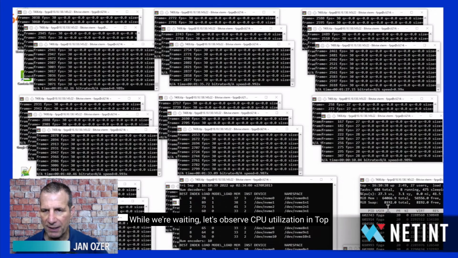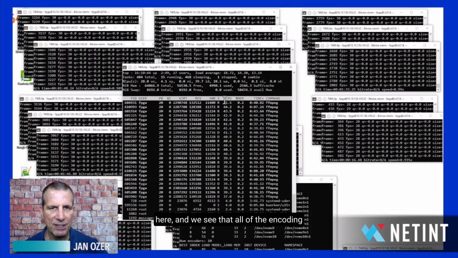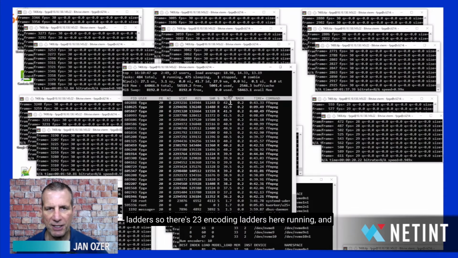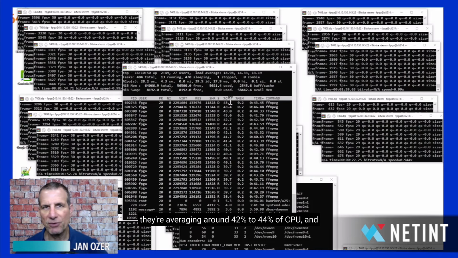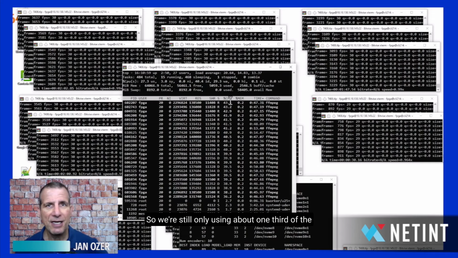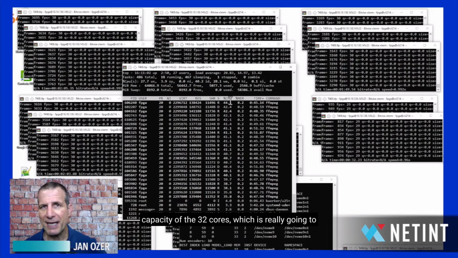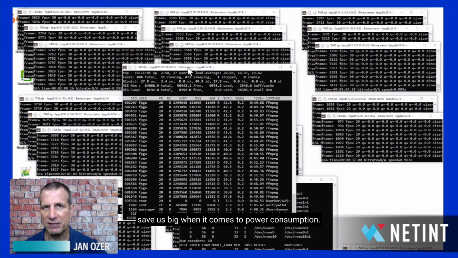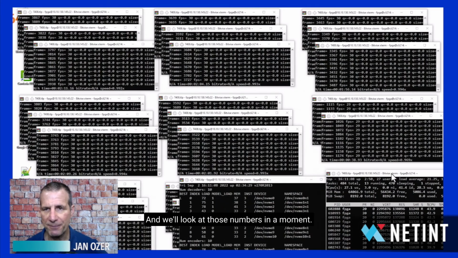While we're waiting, let's observe CPU utilization in top here. We see that all of the encoding ladders, so there are 23 encoding ladders running, are averaging around 42 to 44% of CPU. And that's not of 100%, that's of 3,200%. So we're still only using about a third of the capacity of the 32 cores, which is really going to save us big when it comes to power consumption. And we'll look at those numbers in a moment.